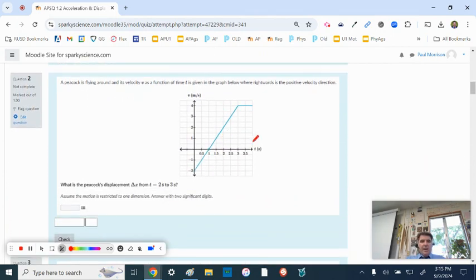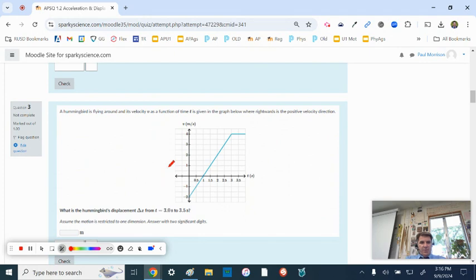Okay, peacock flying around, displacement from 2 to 3 seconds. That's a good one because that's a triangle and a square. It's actually a triangle here. So find the area of that triangle right there and literally just add it to the area of this square right there. I'm drawing with the mouse, which is not as good as my stylus. So you're adding a rectangle and a triangle. You add them up, it's positive, and it gives you the right answer.